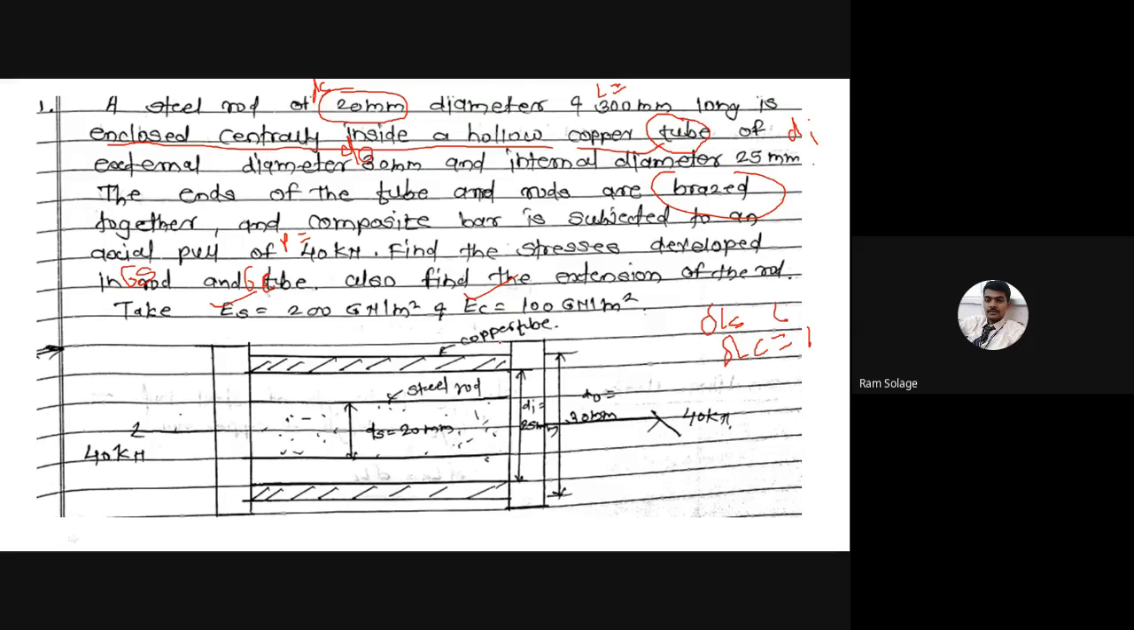Now draw the diagram. This is the copper tube, steel rod diameter 20 mm. Inner diameter, this is the DI. Now see here. This is the DI, and this is the DO, the outer diameter. Now draw the diagram. Total load 40 kilonewton. Up to this, draw the diagram. Our diagram is over.